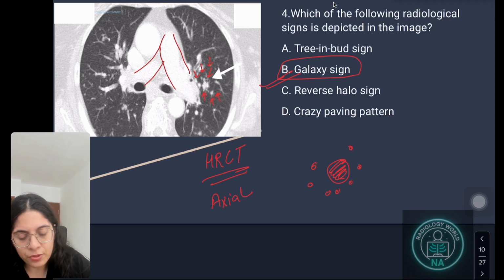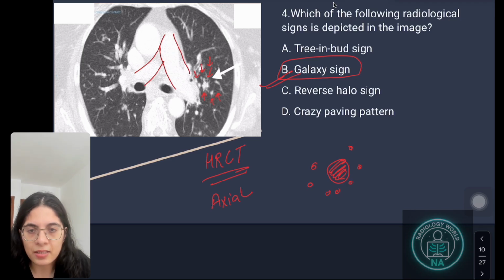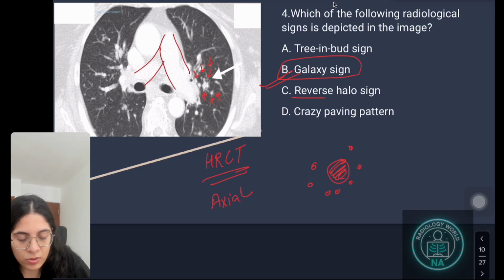Okay, so first is the tree in bud sign, which is very characteristic for tuberculosis. You will see some mucus plugging, and you will see very characteristic centrilobular and reticulonodular opacities, which is a tree in bud sign, especially seen in miliary or endobronchial spread of tuberculosis. Whereas reverse halo sign is also an important question.